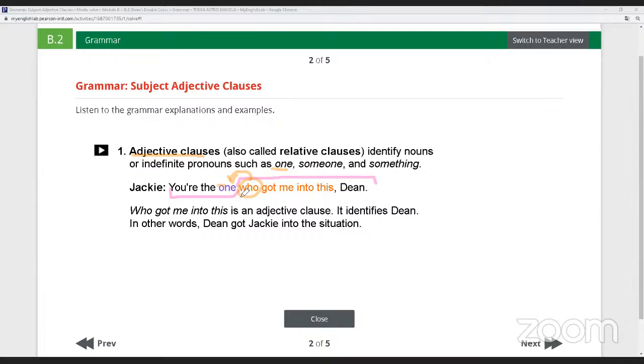You are the one who got me into this. Okay. So it makes reference to them. So this is a connector, right? That is going to help us link the first sentence, the first clause, with the second clause. This is called the relative clause, right? This word who is going to help me to identify who I'm talking about or what I'm talking about.